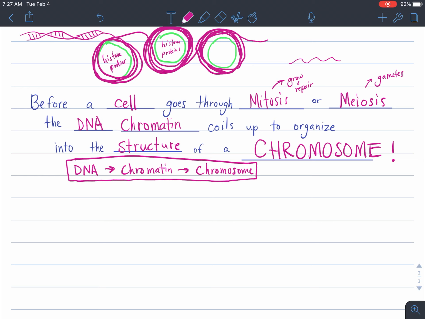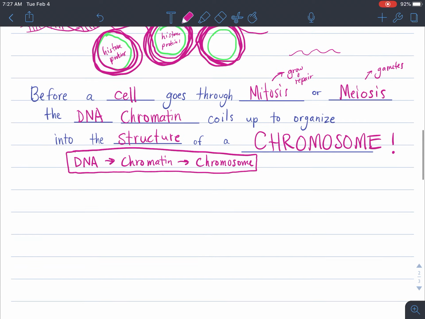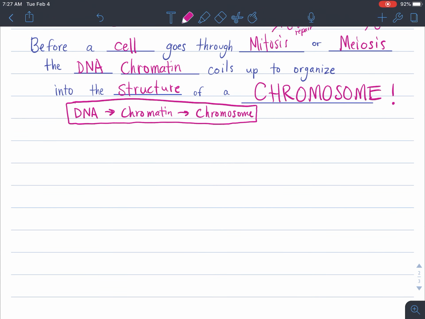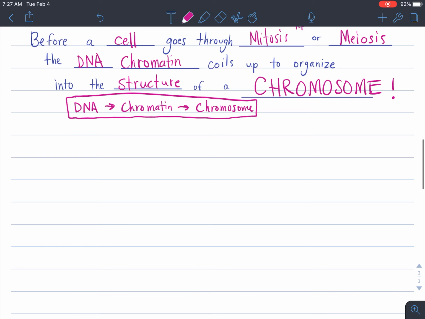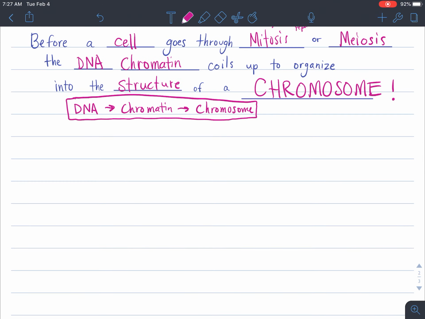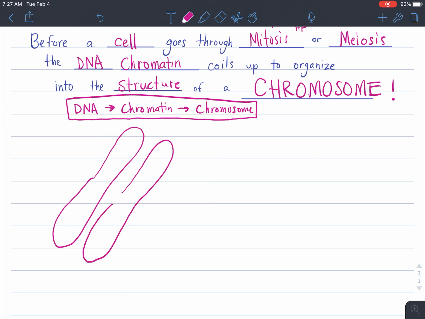So before our body heals and grows and repairs or creates gametes, our DNA is going to wrap up into an organized structure called the chromosome so that mitosis and meiosis can occur. So when we draw mitosis and meiosis, we're drawing chromosomes. And so essentially what happens is you end up with this thing that kind of looks like a sausage. And this is a chromosome. But when we go through mitosis and meiosis, we need to make a copy of it, so each cell gets a copy of the DNA. And so what we find is that there's an exact copy of each other, and in order to keep them together, they're connected by this central piece here.